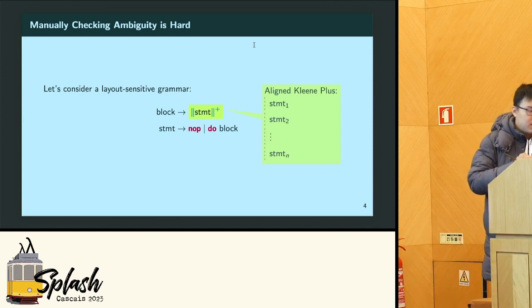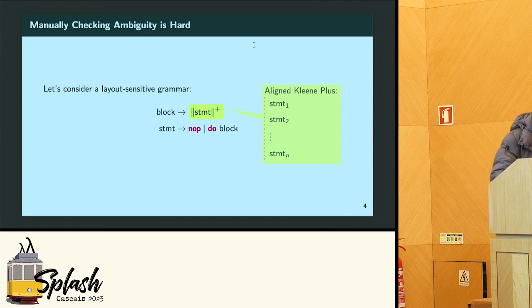layout constraint. Sorry, can you go just a tiny bit to the left with the E to be in the frame? Oh, like this? Yeah.